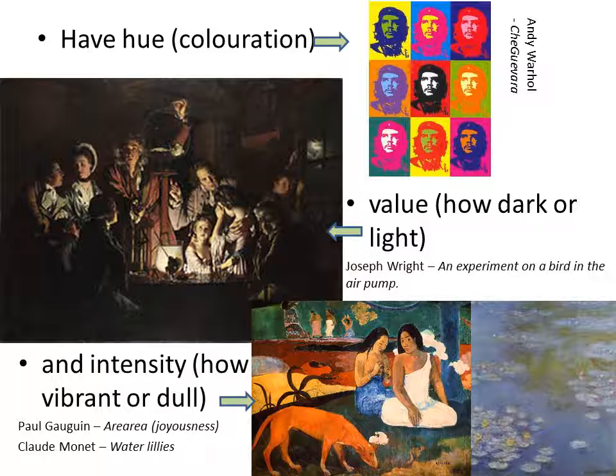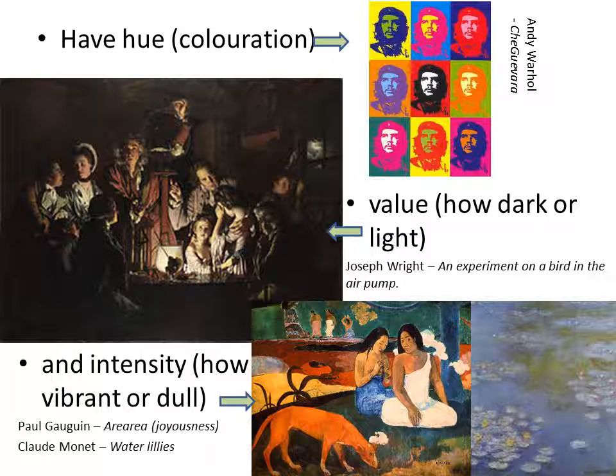Color can also have value. That's its dark or light aspect. And there's a really lovely example here. Joseph Wright's "An Experiment on a Bird in the Air Pump." And you can see how he uses a combination of values in order to create focus and intrigue in his artworks. And we're going to look at this artwork a little bit more later on.